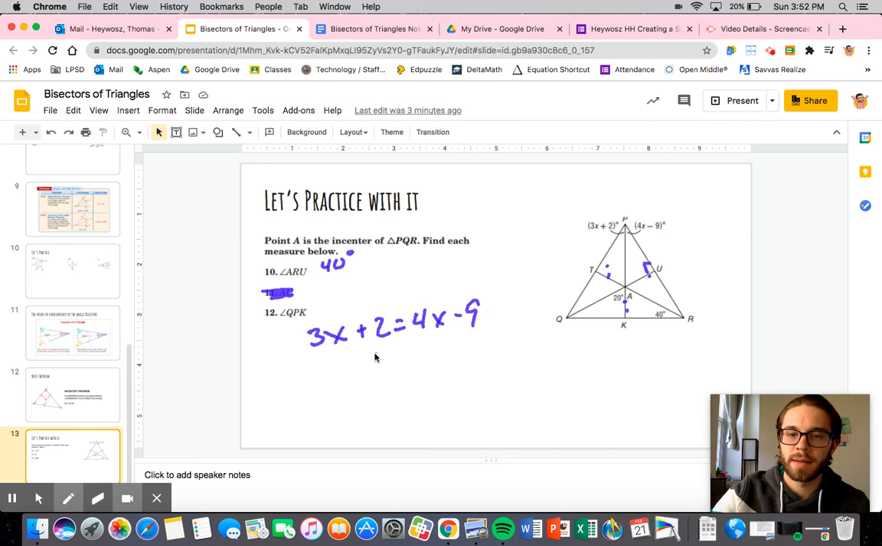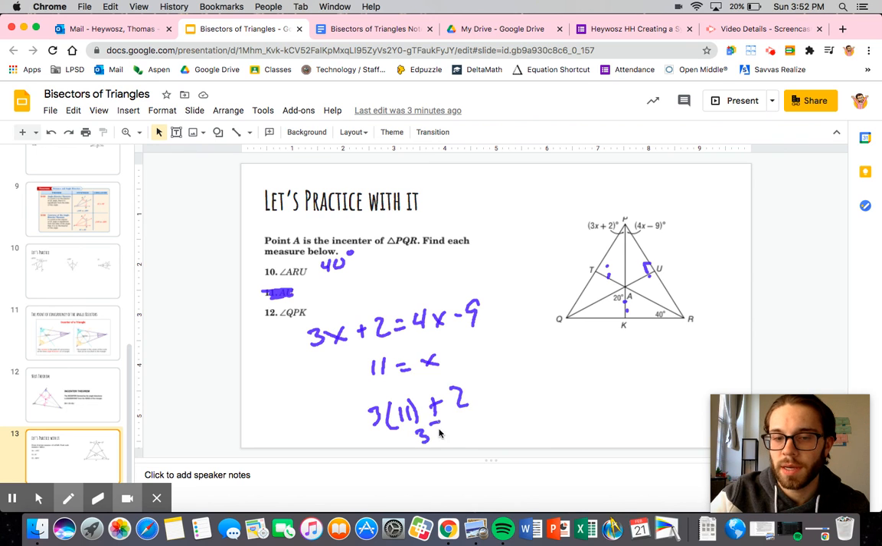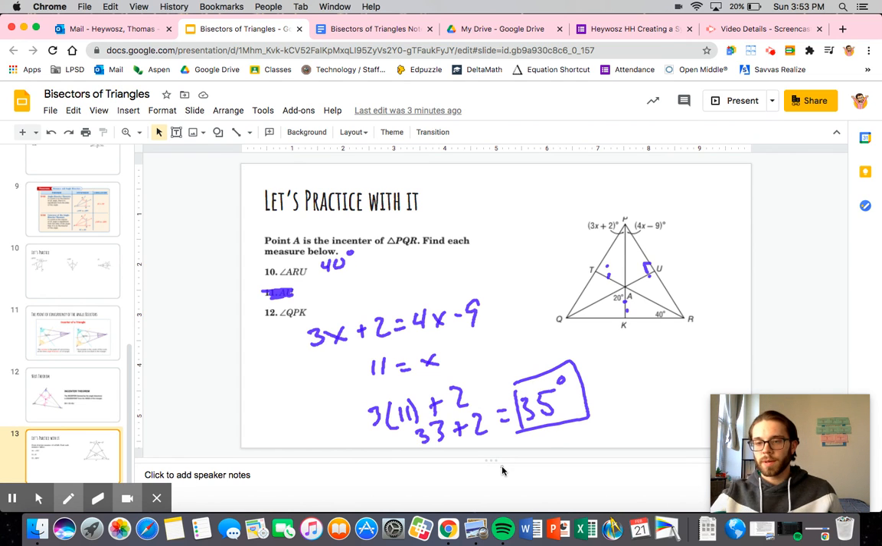So I'm going to add the 9 to both sides, 11. Subtract the 3x from both sides, x. Now I want to plug it into QPK, so 3 times 11 plus 2, 33 plus 2, which is 35. Okay, that's all there is to it.